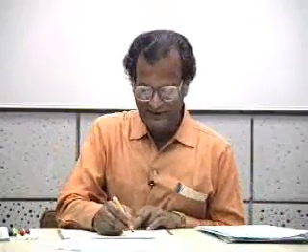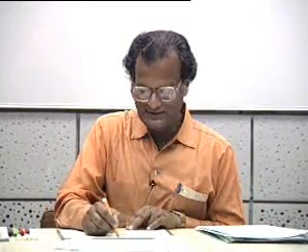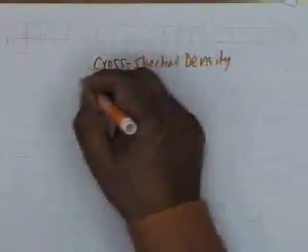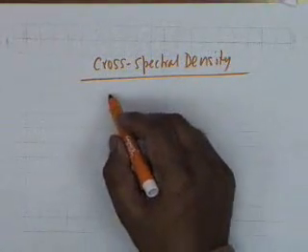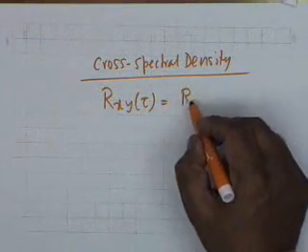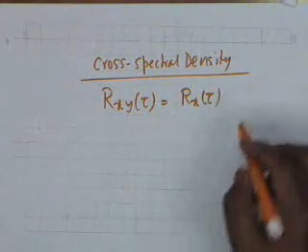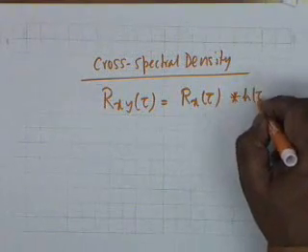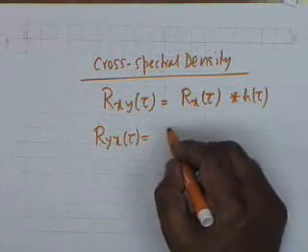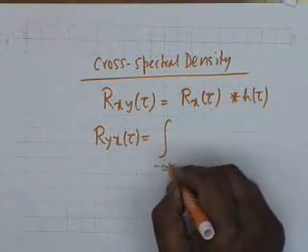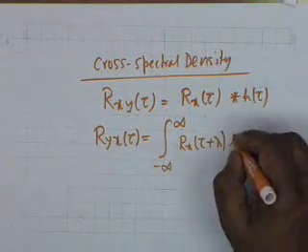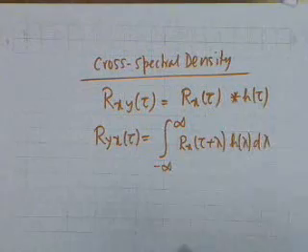We finally define the cross-spectral density. It is not a matter of definition, it is a matter of derivation. You know that Rxy of tau is the convolution of Rx of tau with h of tau, and for Ryx of tau, we did not want to confuse it with convolution, we simply wrote Rx of tau plus lambda, h of lambda, d lambda.